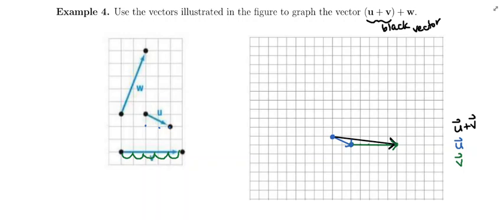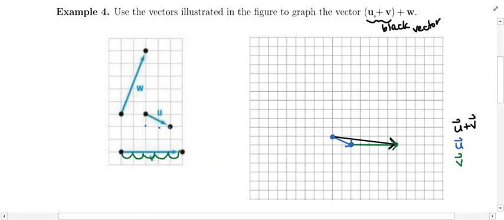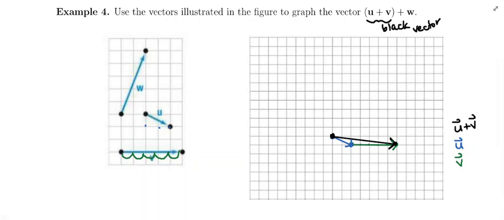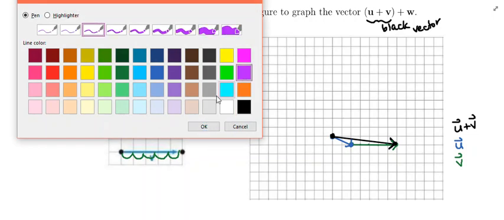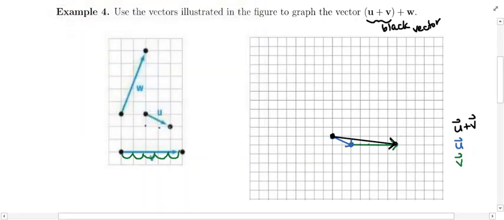Okay, so again, I'm going to apply the same rules. I'm going to start with the vector on the left. That's the black vector. Here is its initial point right here, and then here is its terminal point right here. So at the terminal point, that's going to be the initial point of w. Let me go ahead and grab another color here. So this is going to be right here in purple. That is going to be the initial point of w.